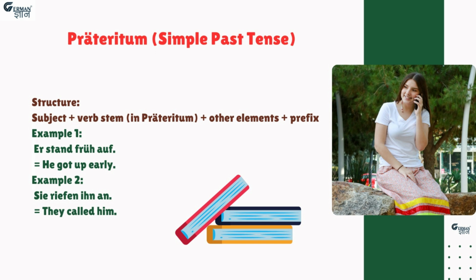Means the structure is, first you write the subject, then the verb stem or the main verb which gets conjugated according to the subject but in the Präteritum tense. Then you write the other elements and the prefix goes at the end of the sentence. Now for example, Er stand früh auf, means he got up early. Now as you can see, stand is the Präteritum form of the verb stehen, which is conjugated according to the subject. Second example is, Sie riefen ihn an, means they called him. Again, riefen is the Präteritum form of rufen and the verb over here is anrufen.